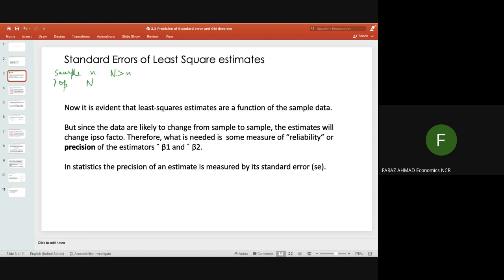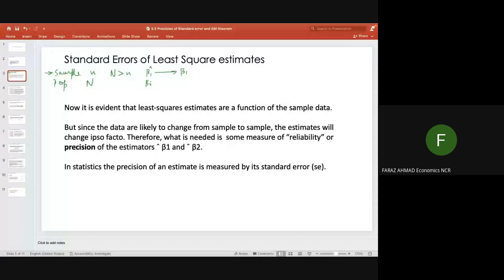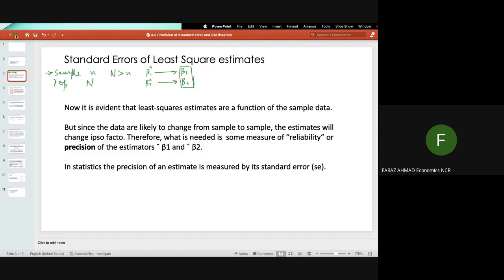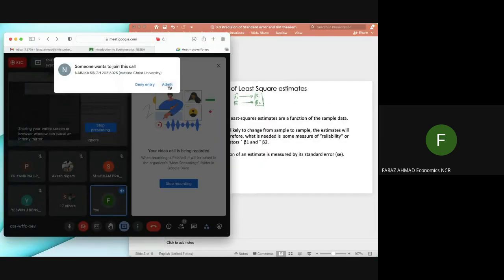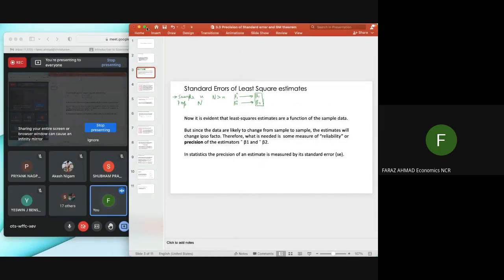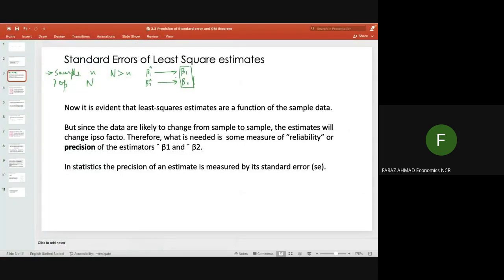Now, this is one sample, and on the basis of this sample, if you go on calculating beta 1 hat, which is an estimator of true beta 1, and beta 2 hat, which is an estimator of true beta 2, these are the two parameters which we are interested in, and that's what we need to know more about. These are the two things here in simple regression, and what we have are the estimators.